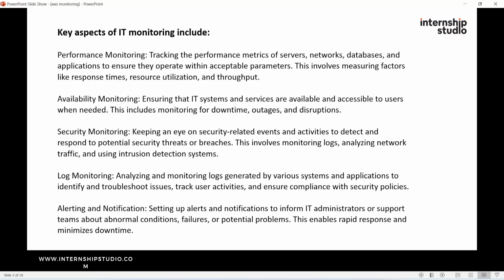So like which aspect of performance is being slowed. Next is also optimizing resource allocation. We'll also understand what type of resource and how much resources should be allocated to each system. And next is overall enhancement of the user experience.